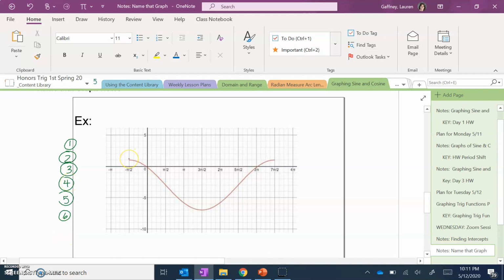So first, is it a sine or a cosine graph? When you look at the shape, I think, oh, it has a cup, so that's a cosine. It's opening upwards, so that would be a positive. Okay. Next, let's talk about the amplitude.